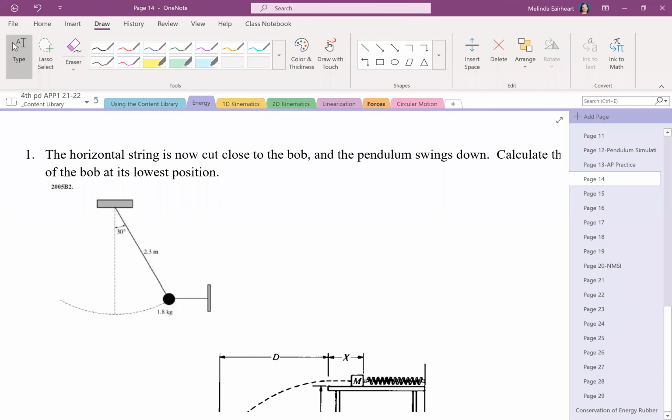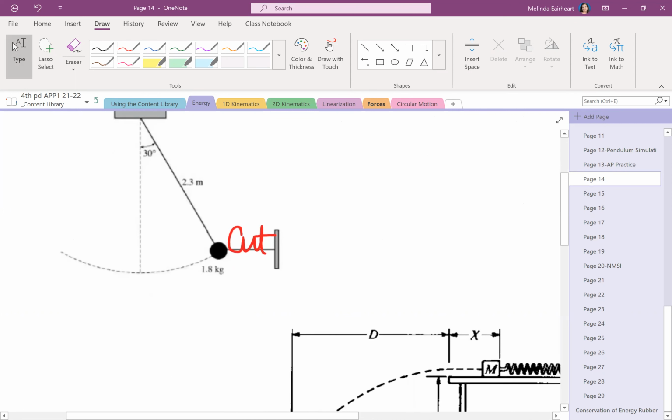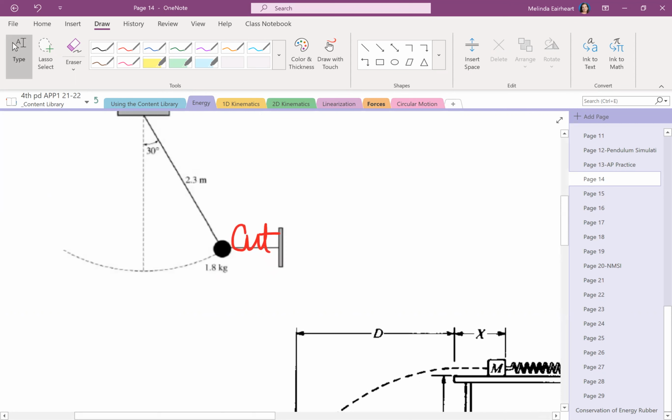It's held at rest by two strings. One makes a 30-degree angle with the vertical. The other is a straight horizontal string. And so now, AP loves to cut strings, y'all. They're going to cut the horizontal string. Well, what's going to happen to Bob? Swing down. Okay, you see that semicircular motion.